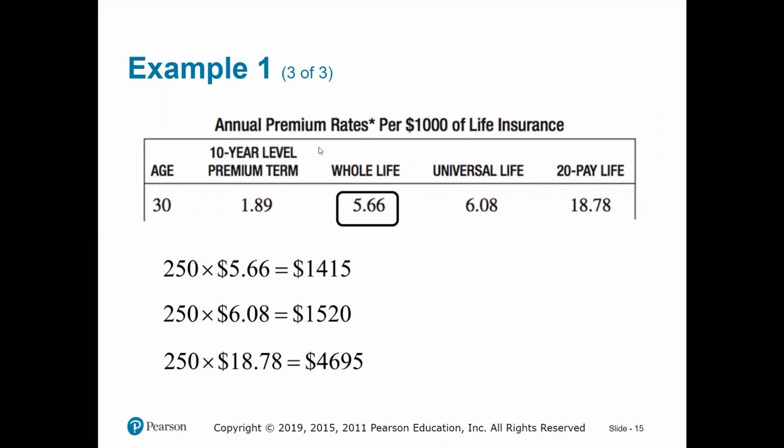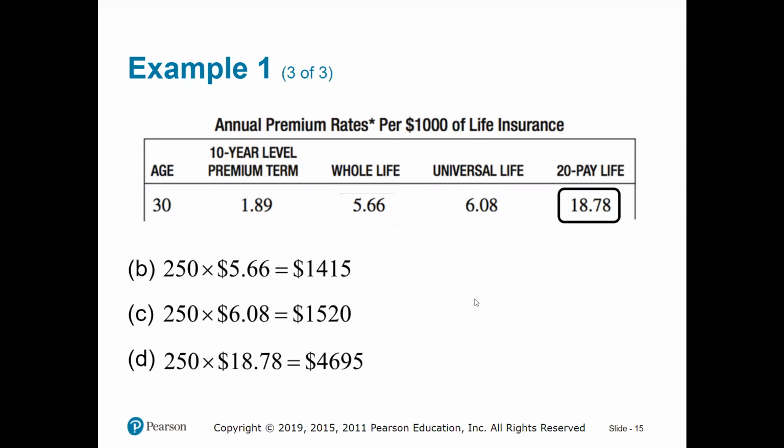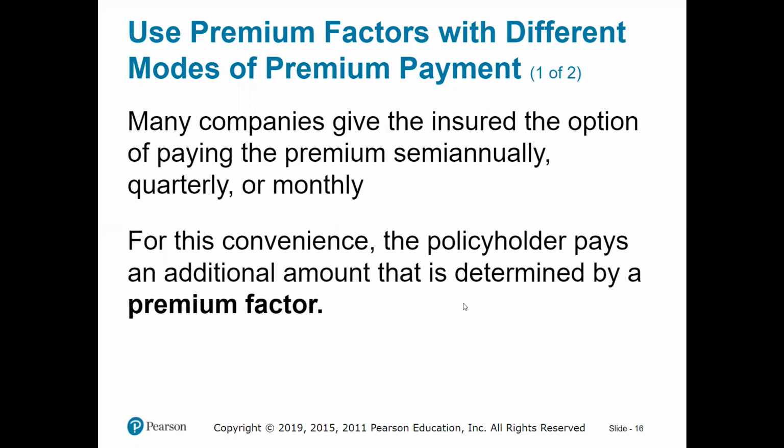For B, you take the same factor, but multiply it by 5.66. So it'll be $1,415. For universal life, you multiply it by 6.08, so that'll be $1,520. And for the last one, you multiply it by 18.78, which is $695. Any questions on that? Because you will have to do it.